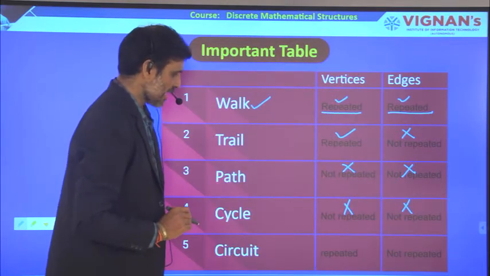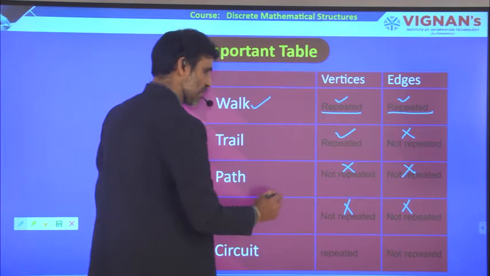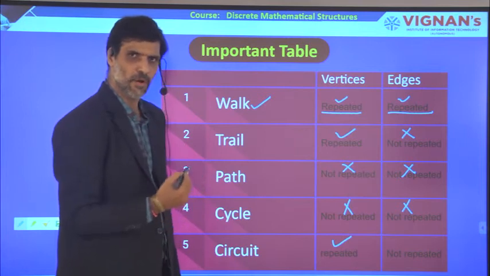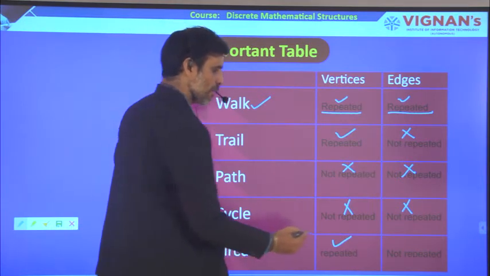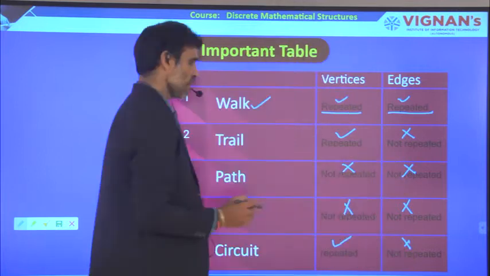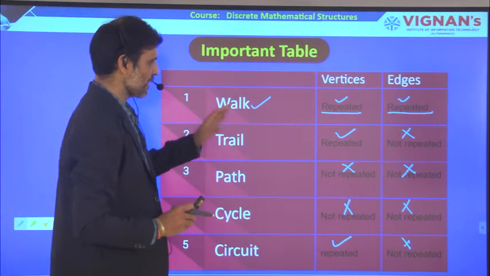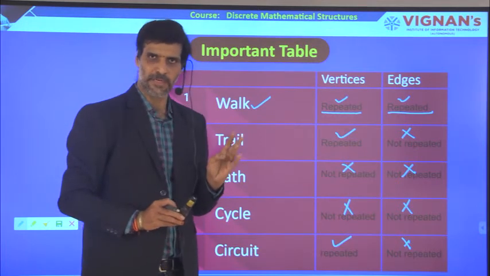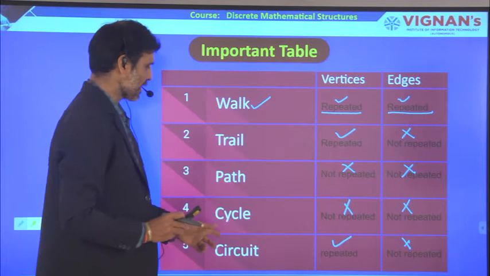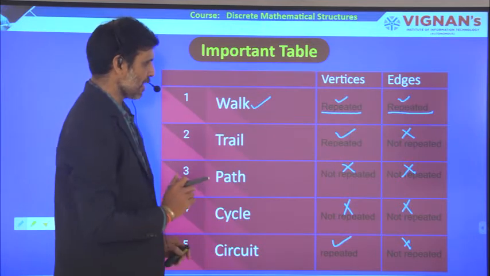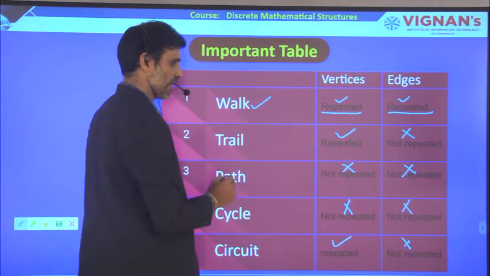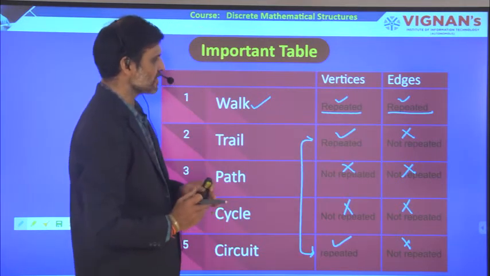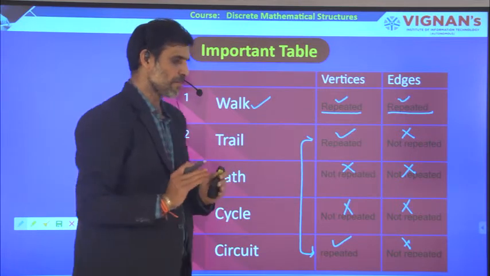And the last one is the circuit. Here, the vertices may be repeated but edges may not be repeated. If you understand this particular table, then it is very easy to define what is a walk, a trial, a path, a cycle, and a circuit. If you closely observe, in the case of trial and circuit, vertices may be repeated, edges may not be repeated.